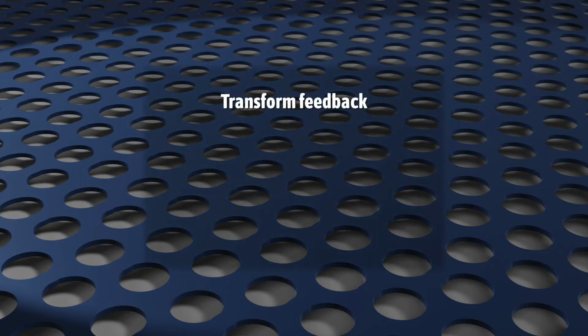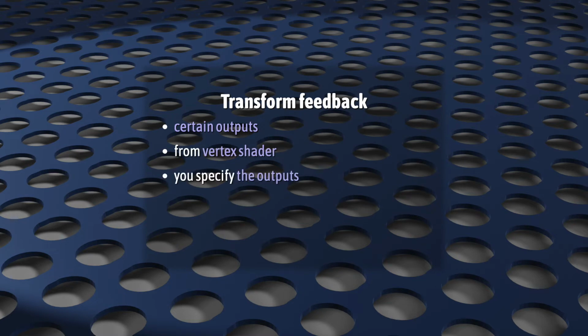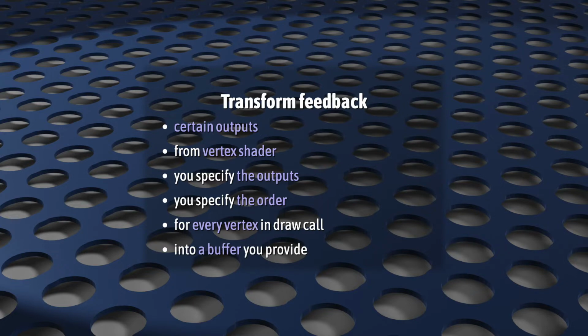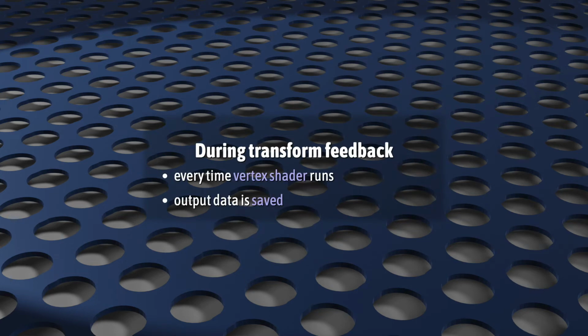When you add transform feedback to your WebGL2 program, you're telling WebGL to record certain outputs from your vertex shader. That's it. It records only the outputs that you specify in the order that you specified them. It does that for every vertex in your draw call, and it saves those outputs to an ordinary buffer, one that you provide. After you tell WebGL to start transform feedback, then every time your vertex shader is executed, so that's once per vertex in every draw call, that output will be saved to that buffer. And that's all it does. It writes vertex shader outputs into a buffer.